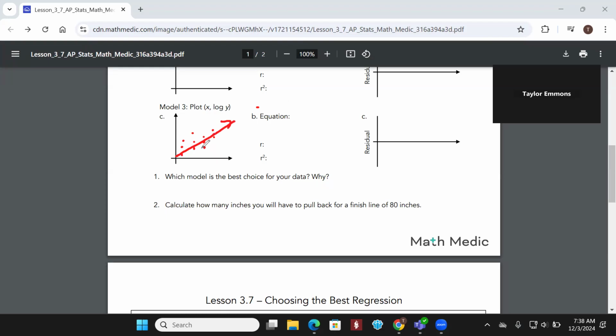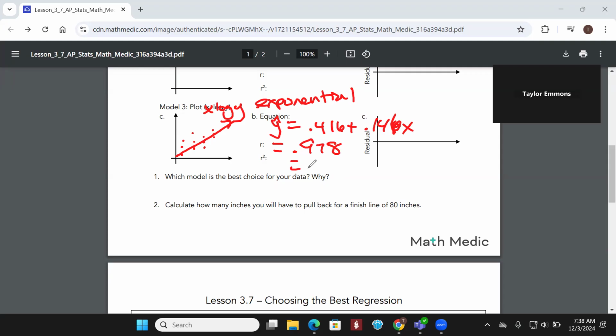What type of function is this? If I have x comma log of y, what kind of function is that? Your options are linear, quadratic, or exponential. There you go. Okay, so this is an exponential. For your equation, you should have gotten y hat equals 0.416 plus 0.146x. And then your r is going to be 0.978, and your r squared is going to be 0.956.